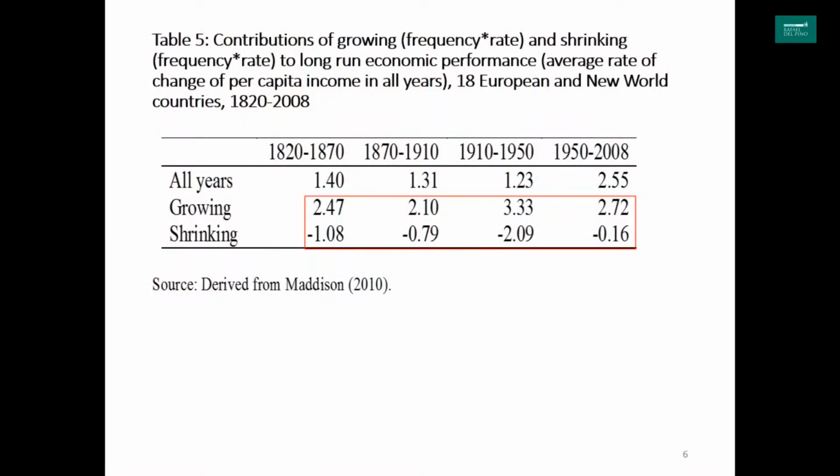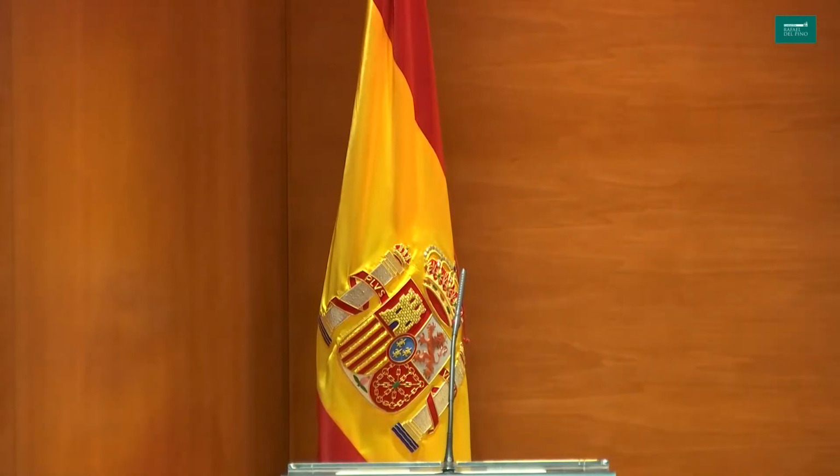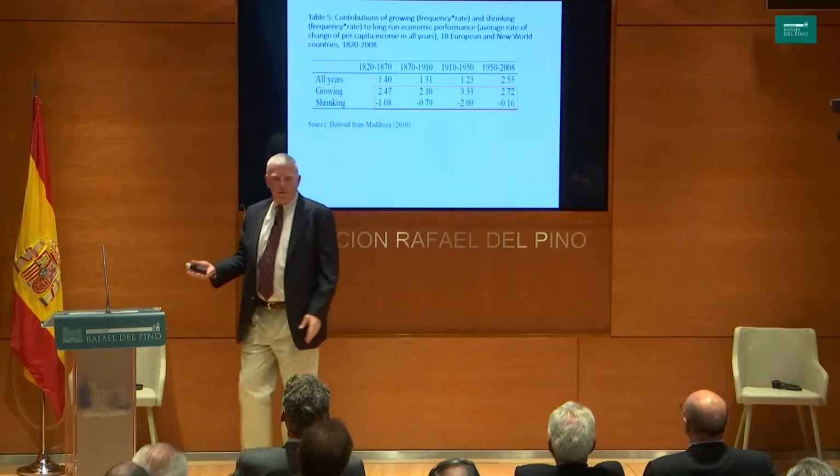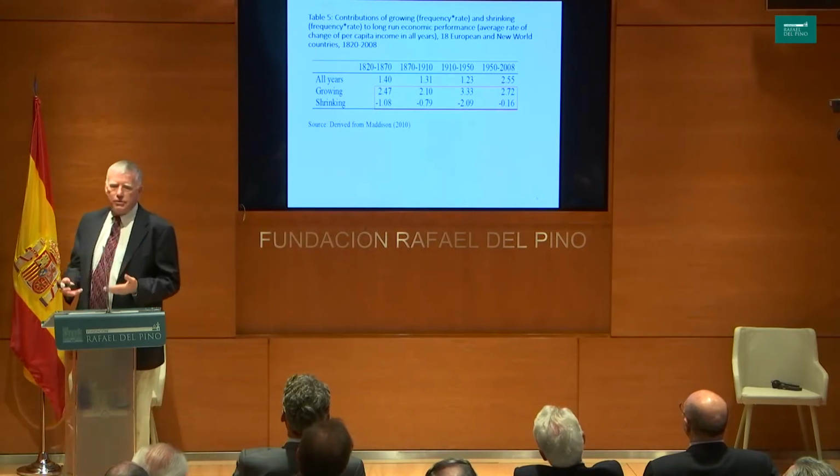And as you can see, over the time periods, nothing is happening to the growing contribution, or it's going up and down a little bit. But the shrinking contribution actually goes up between 1910 and 1950. That's the period of the two wars and the Great Depression, where there's a lot of shrinking and growing going on, and then falls to 0.16. So the difference between this number and this number is what's explaining the increase in growing. It's the reduction in shrinking.